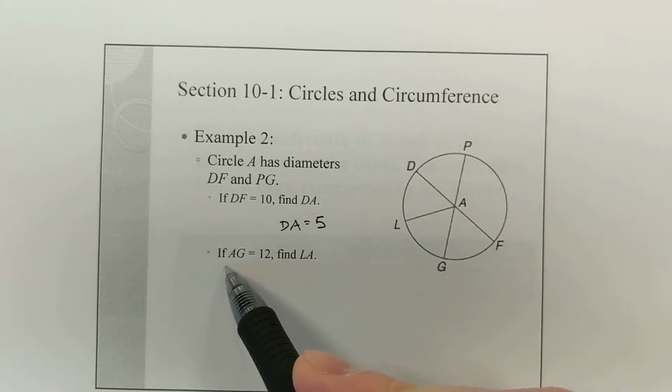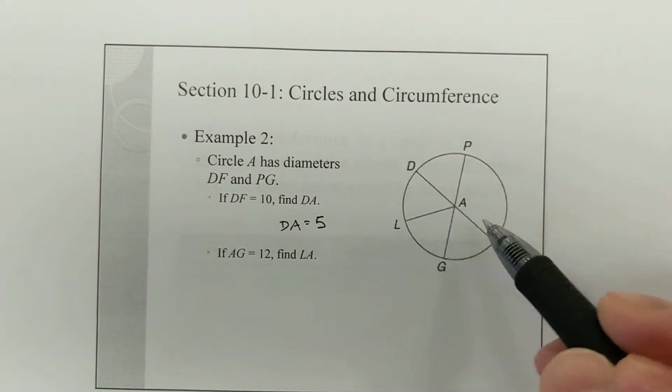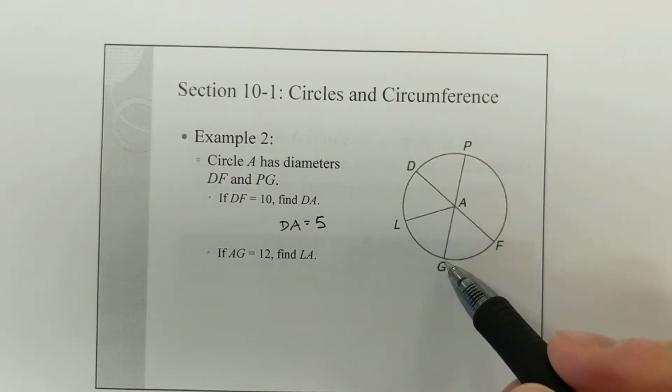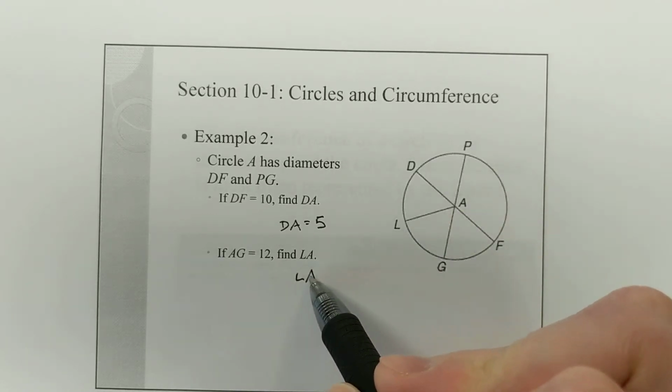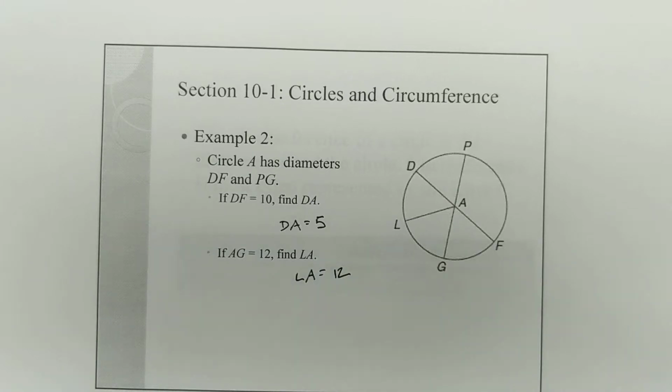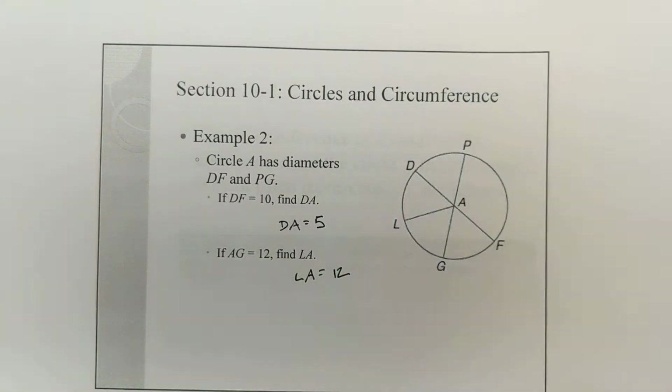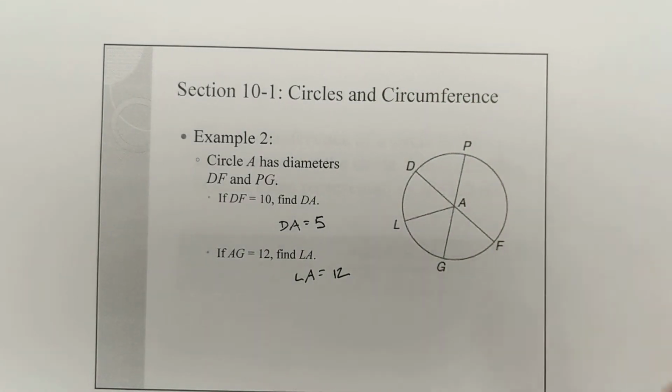Let's see here. For the second part here, AG is 12. Find AL. So AG is a radius if it's 12. Sorry, LA is also a radius, so it is also 12, because all radii have the same length. Same thing's true for a diameter. All the diameters have to have the same length.